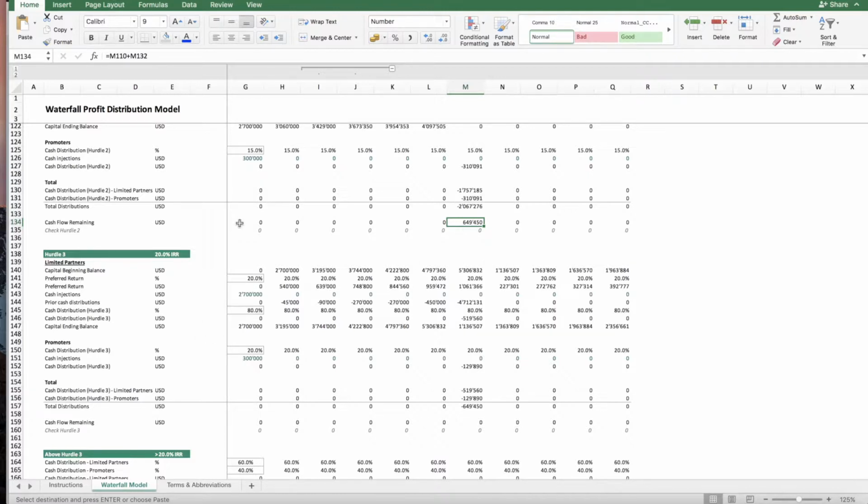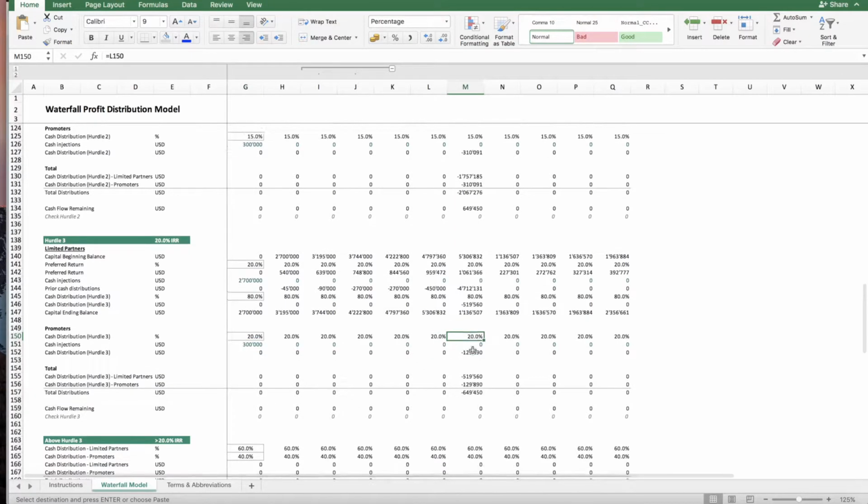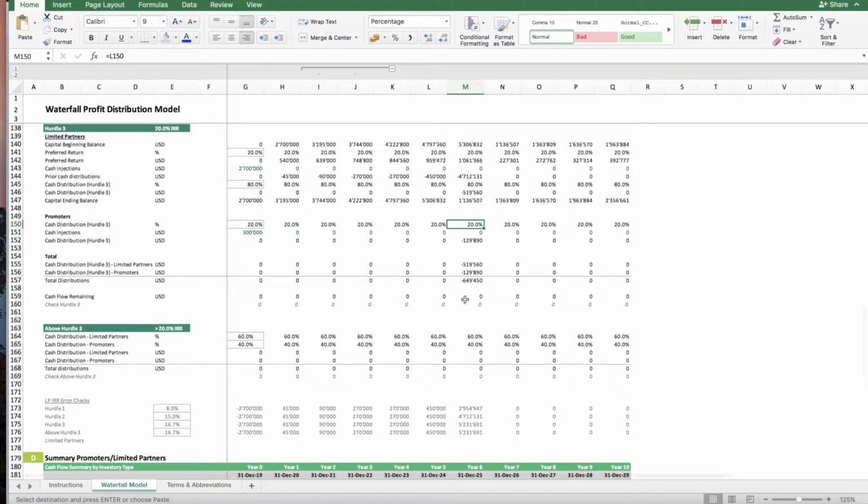Here we have the same type of calculation, only the balance will be bigger because we have to achieve a 20% IRR. Then we see how much cash is left to be distributed. In this case, 80% goes to the LP and 20% goes to the promoter. And in this case, this is it. If there is more cash available, it will go even into hurdle 3.